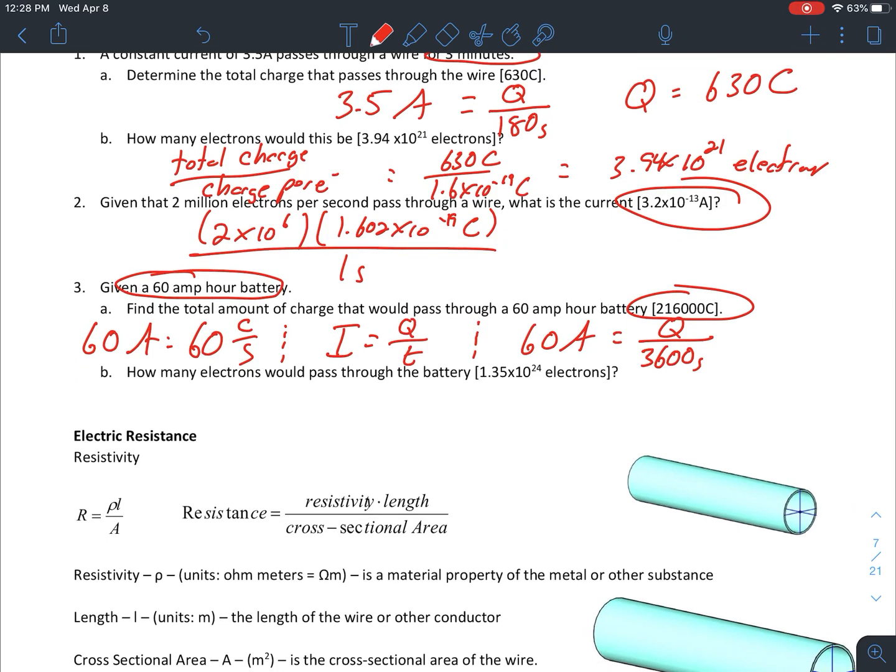And then part B again, something kind of cool. How many electrons is this? We just have our total charge divided by the charge per electron. Oops.